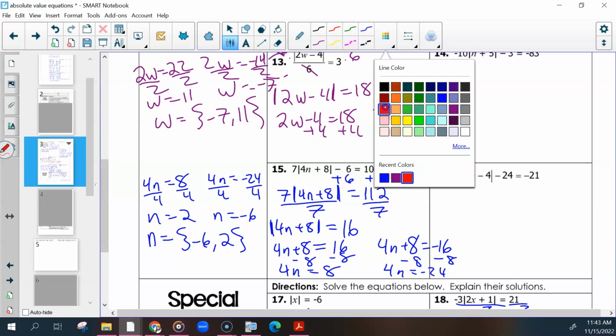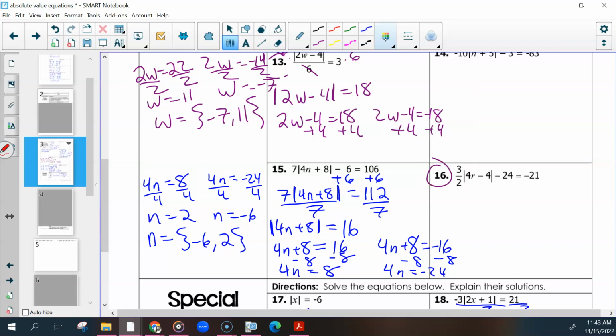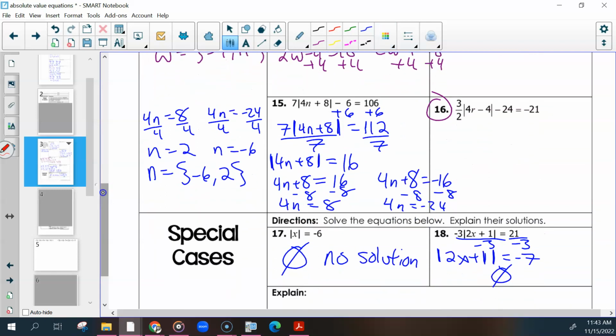For number 16, what would we do first? Victoria, go ahead. Add the 24 to 21. So we have 3 over 2 times our absolute value equals 3. Then what? Victoria? Divide 3 over 2 by 4, or 2.